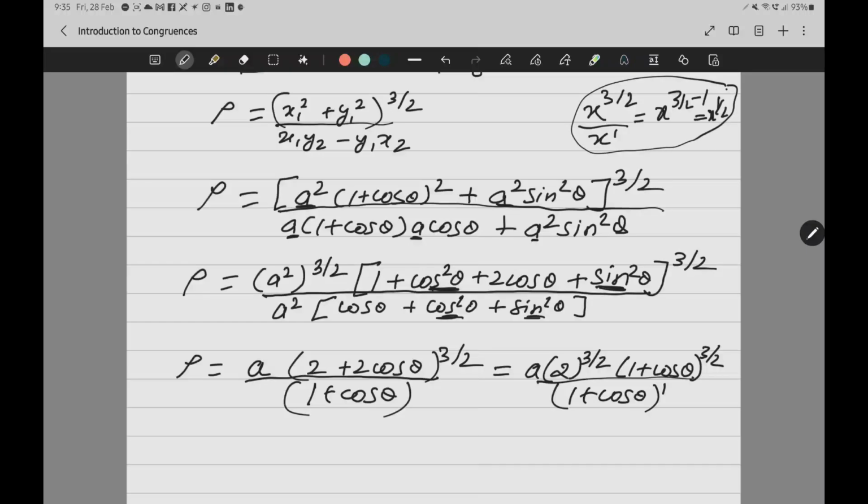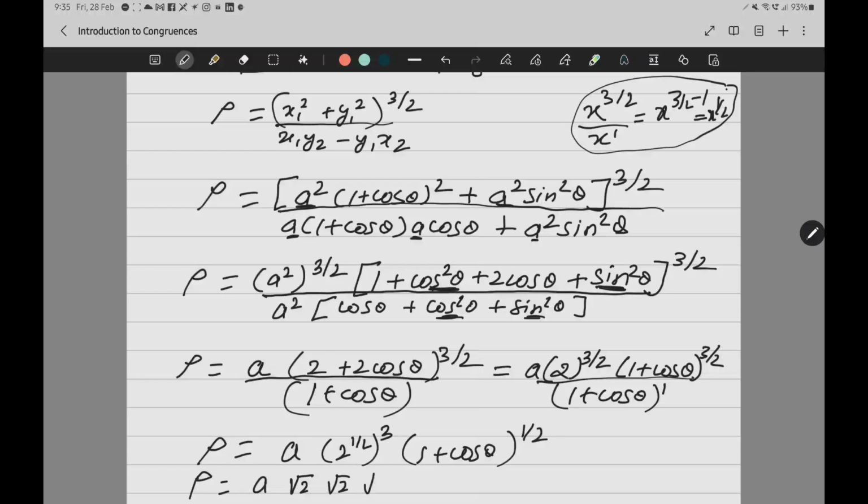So this exponent rule I will use here. So I will get rho is equal to a. Now 2 to the power 3 by 2 means what? I can write it as 2 to the power 1 by 2 into... 3. (1 plus cos theta) to the power 1 by 2. Correct? Now rho is equal to a. 2 to the power 1 by 2 is what? Root 2. So root 2 and root 2, because cube is there. 1 plus cos theta is what? 2 cos square theta by 2, half angle formula, and power 1 by 2.